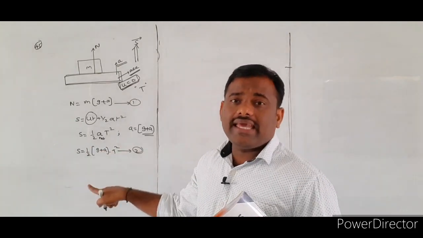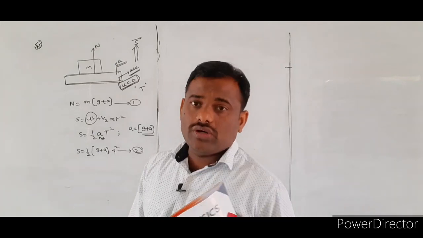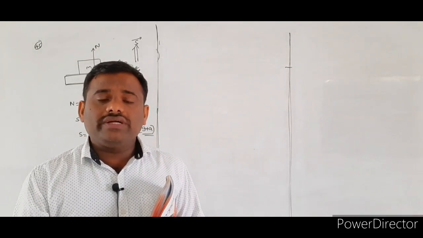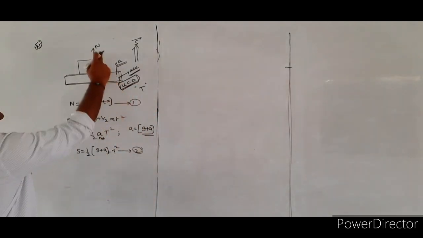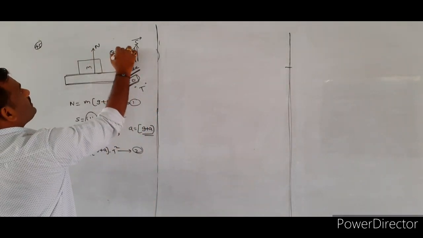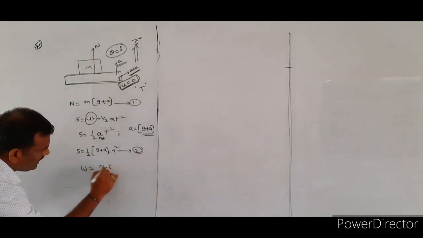Why do we write g plus a here? Whenever the lift is moving in the upward direction, effective acceleration is equal to g plus a. Whenever it is moving in the downward direction, effective acceleration is equal to g minus a. And since these two are in the same direction, theta value is equal to 0. Directly we write work done is equal to N into S.